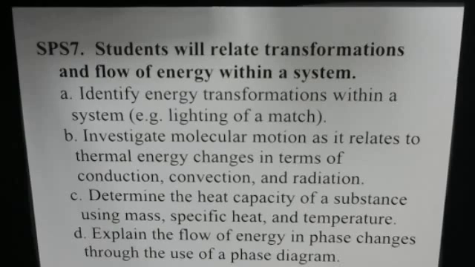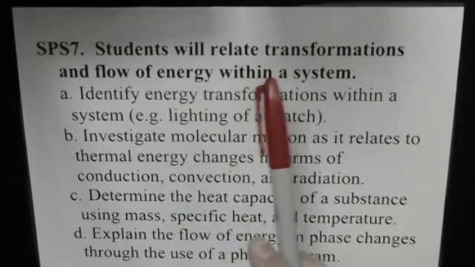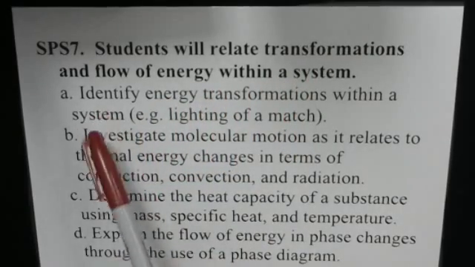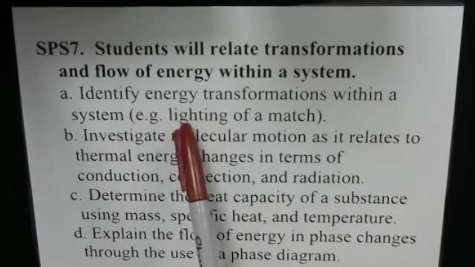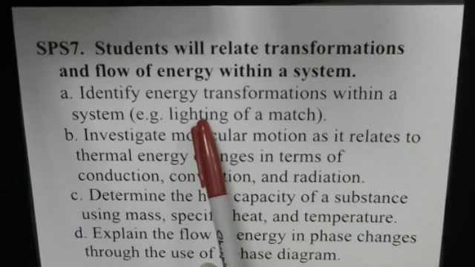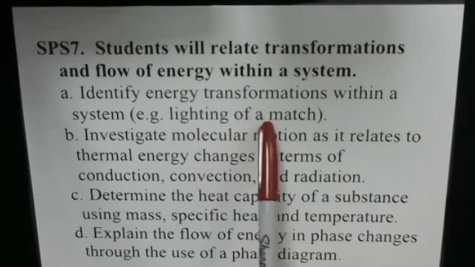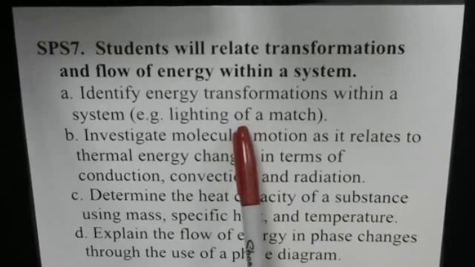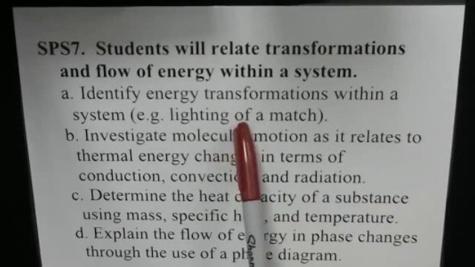All right, so what we'll be looking at today is types of energy and how we use our energy. It says students will relate information, transformation, and flow of energy within a system. That's part A. When we're looking at how we change, like lighting a match, that would actually be what we call chemical potential energy. And then when we light the match, it turns into light energy and thermal energy because it puts off light and it also puts off heat.